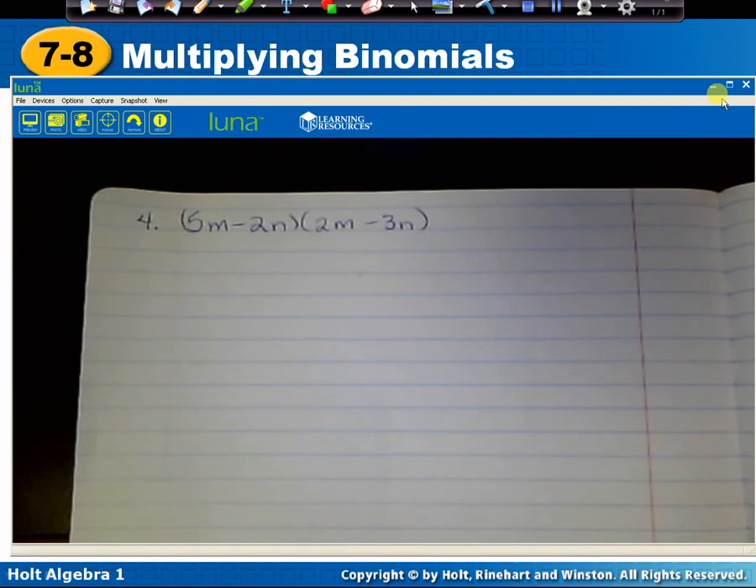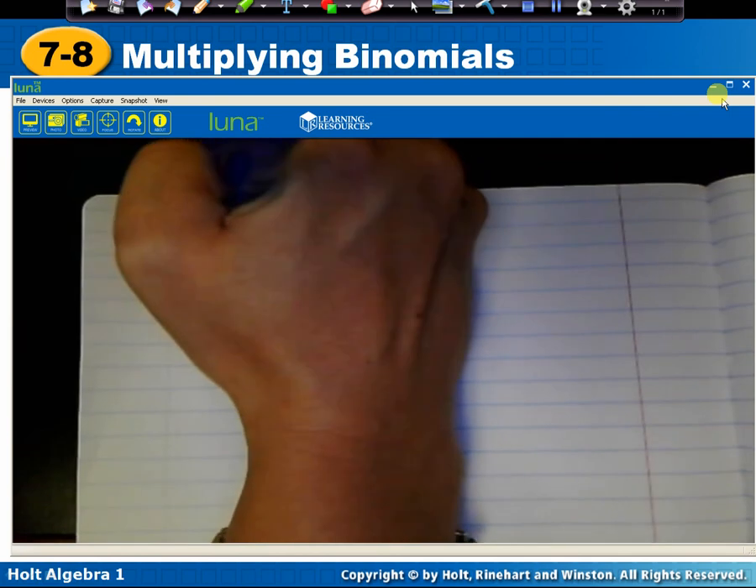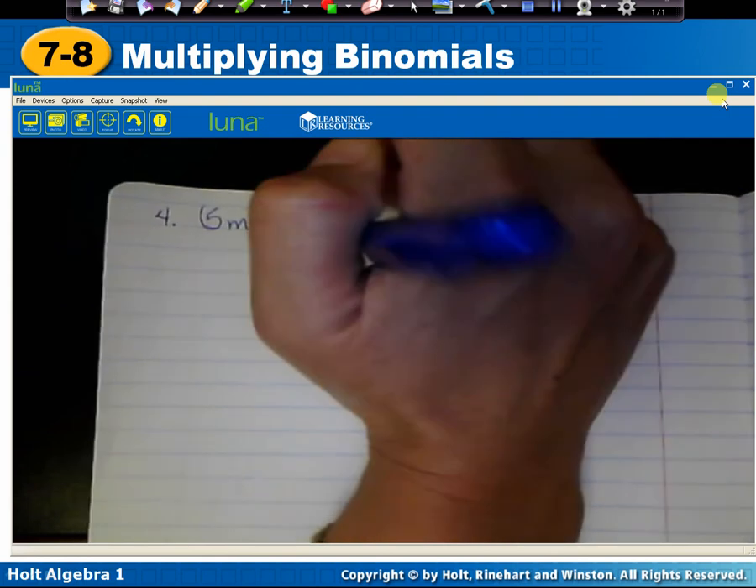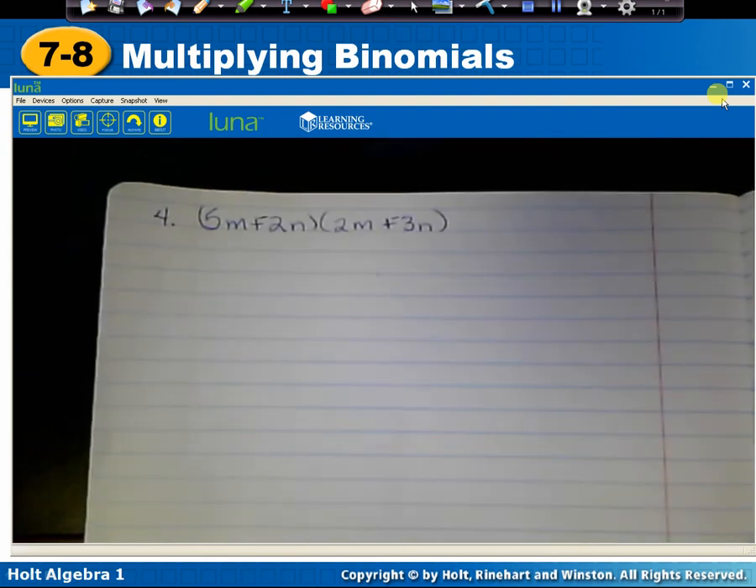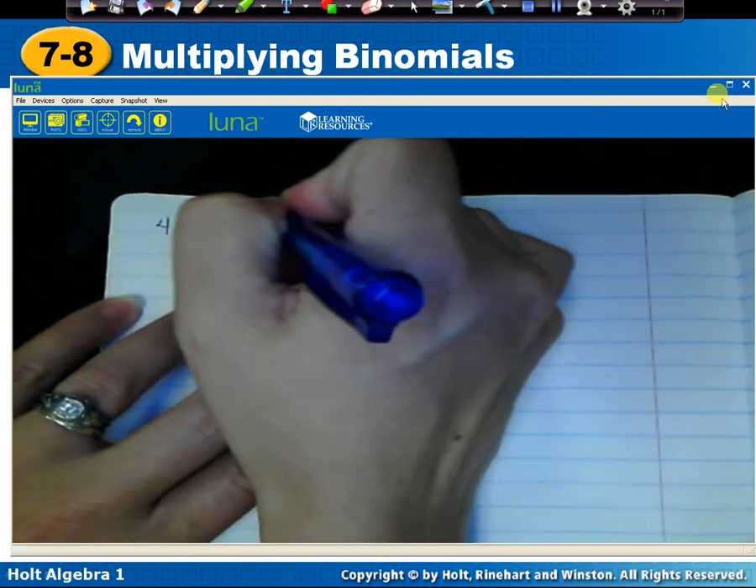The first thing you need to do here, because you have negatives, is to add the opposite. So instead of saying minus 2n, I'm going to say plus a negative 2n, and instead of saying minus 3n, I'm going to say plus a negative 3n. And again, you always want to add the opposite because it's going to save you a lot of trouble in the long run, especially when you start distributing and multiplying. We have a really bad tendency to forget those signs.